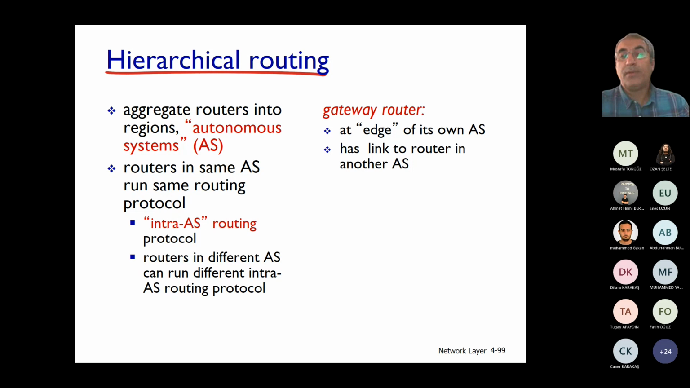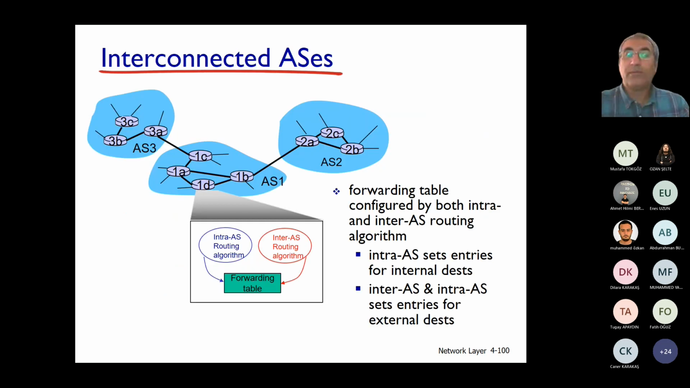Routers in the same AS run the same routing protocol, which we call an intra-AS routing protocol. Routers in different ASs can run different intra-AS routing protocols. Then we have a gateway router at the edge of its own AS that has a link to a router in another AS. Let's look at these interconnected autonomous systems.